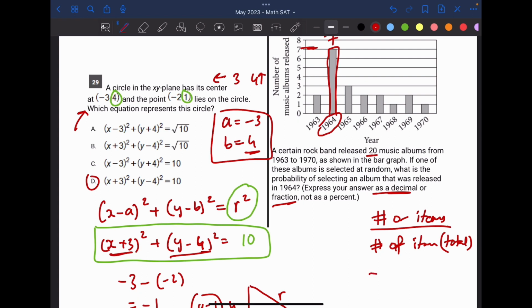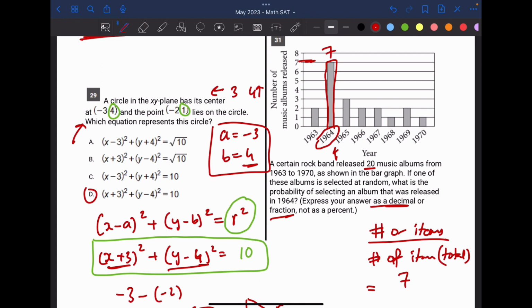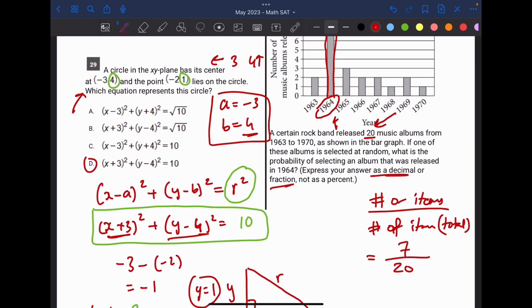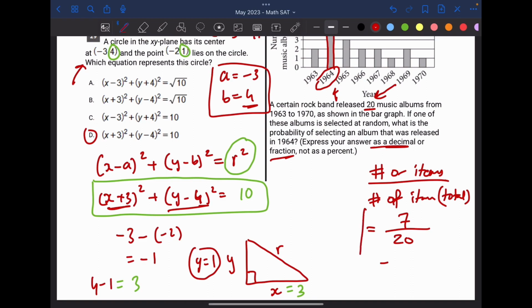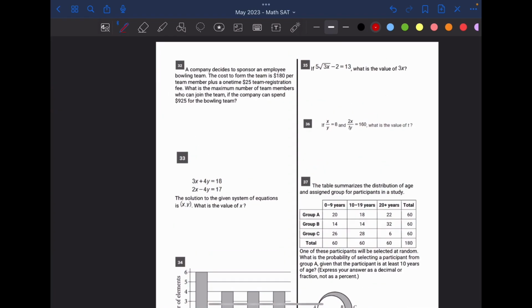The numerator, like we said, is going to be 7 because that's the number of items we're interested in. In 1964, there were 7 albums. And then the total number of items is 20 because it says in the question, there were 20 music albums released in this range of period. So the answer is 7 over 20. We're done. So just find the probability. Okay, that's question 31.